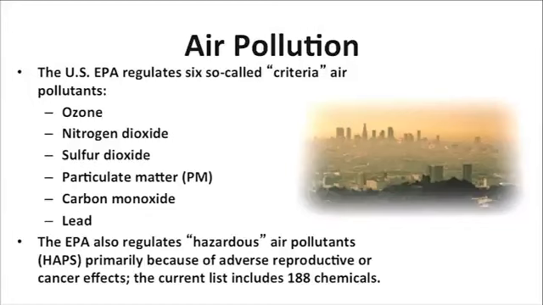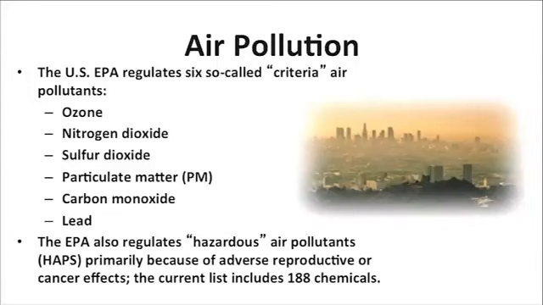There are the so-called criteria air pollutants, and that's what I'm going to talk about today. These include ozone, nitrogen dioxide, sulfur dioxide, particulate matter, carbon monoxide, and lead. And I'm only really going to talk about ozone, nitrogen dioxide, and particulate matter and how they impact asthma.